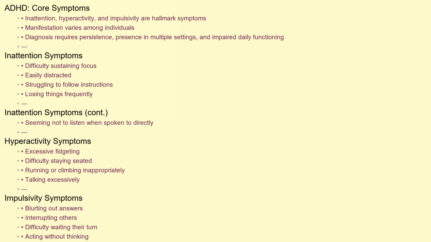Hyperactivity can involve excessive fidgeting, difficulty staying seated, running or climbing inappropriately, and talking excessively. Impulsivity may manifest as blurting out answers, interrupting others, difficulty waiting their turn, and acting without thinking. These symptoms must be persistent, present in multiple settings, e.g., home, school, work, and significantly impair daily functioning to warrant a diagnosis of ADHD.